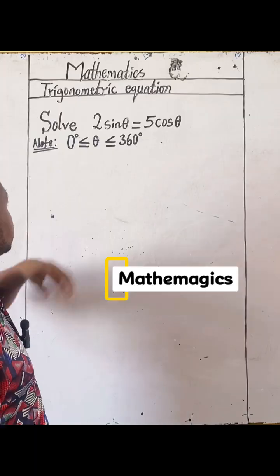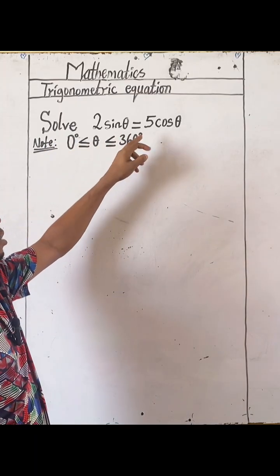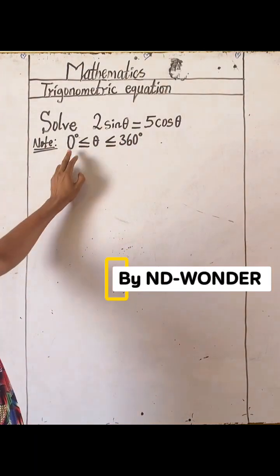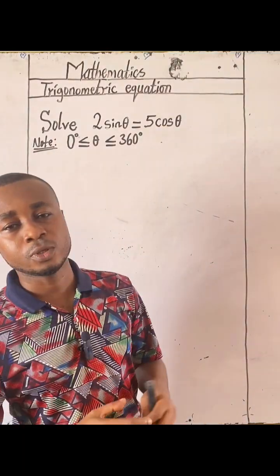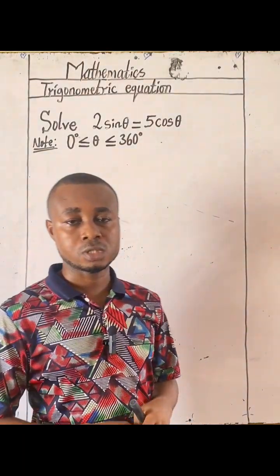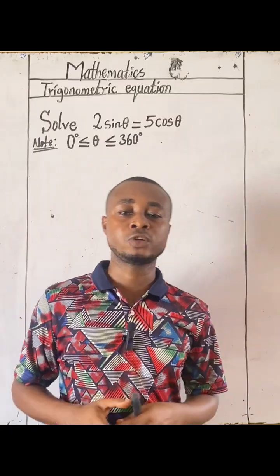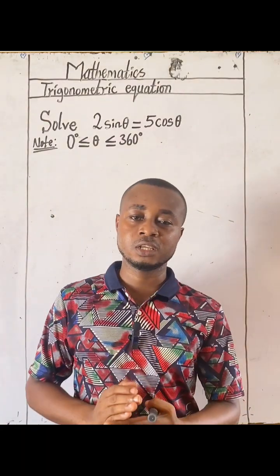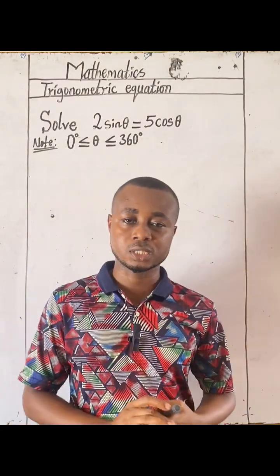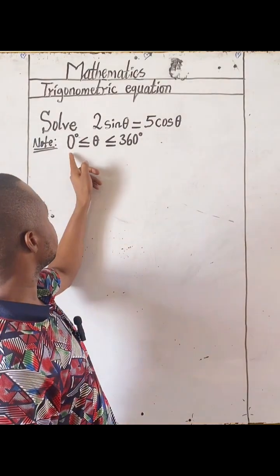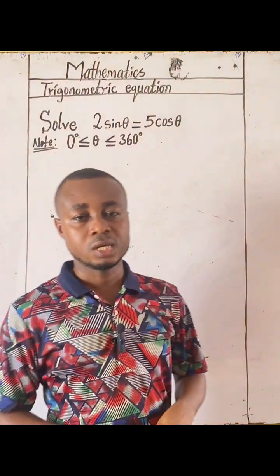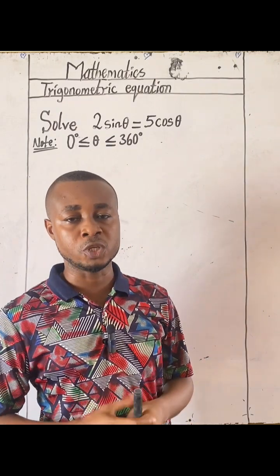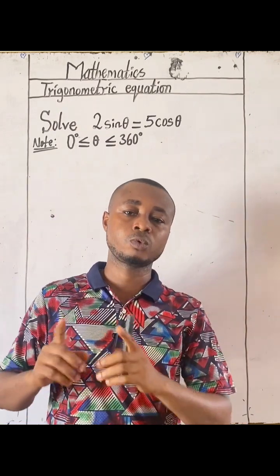Trigonometric equation. Solve 2 sine theta, and this ranges from 0 down to 360. If you observe your trigonometric functions, you discover that all trigonometric functions are positive in the first quadrant. But because this ranges from 0 down to 360 degrees, this actually goes beyond considering the first quadrant.